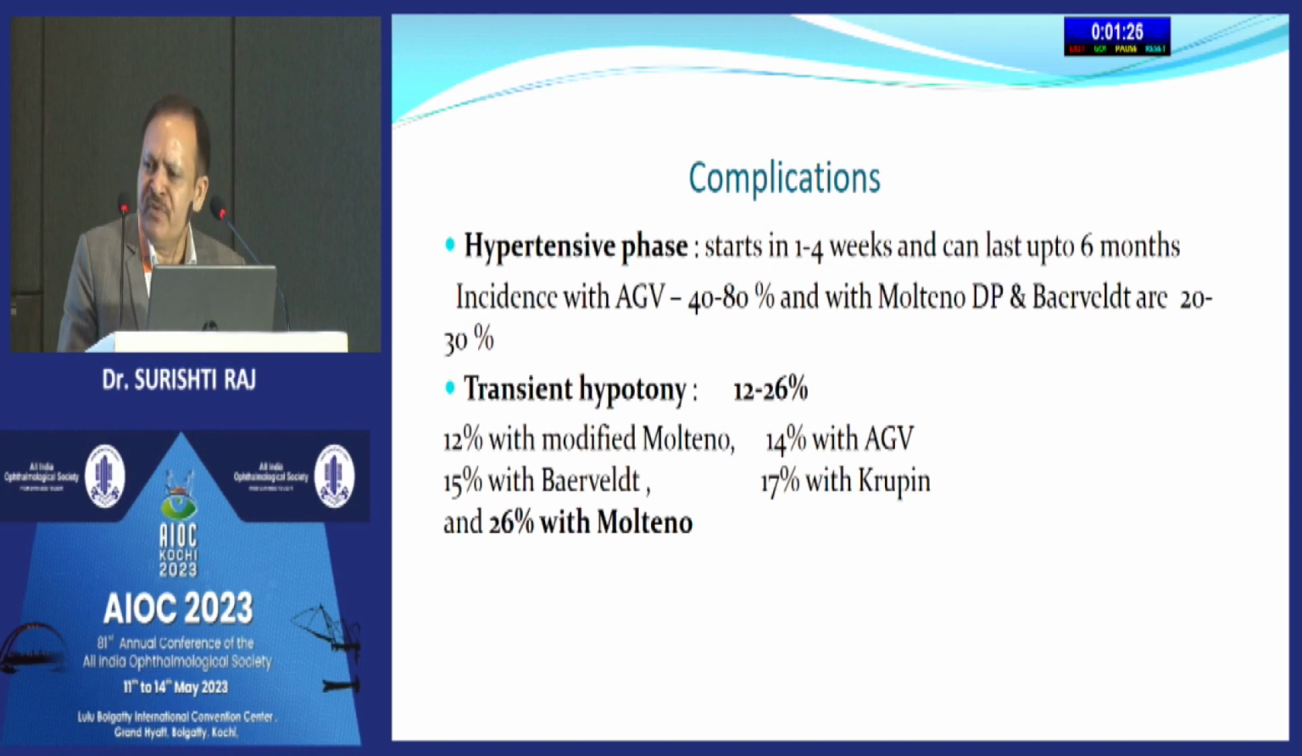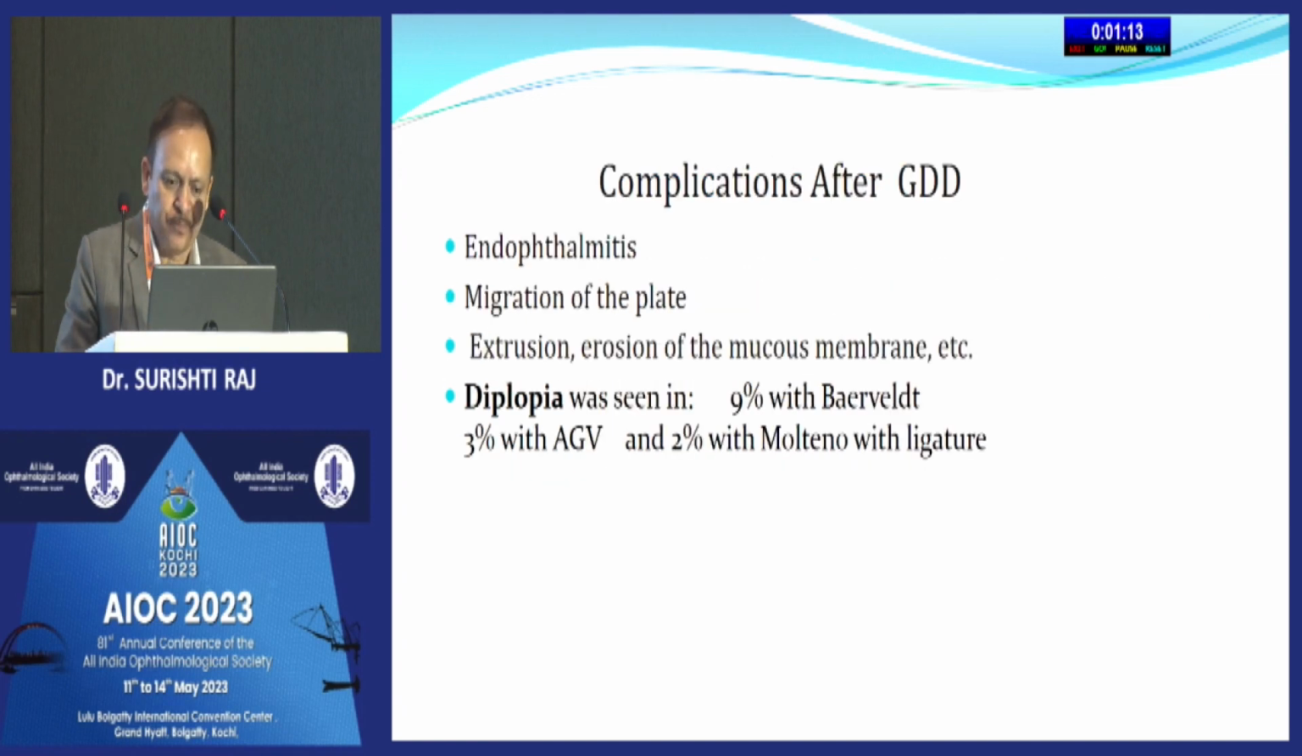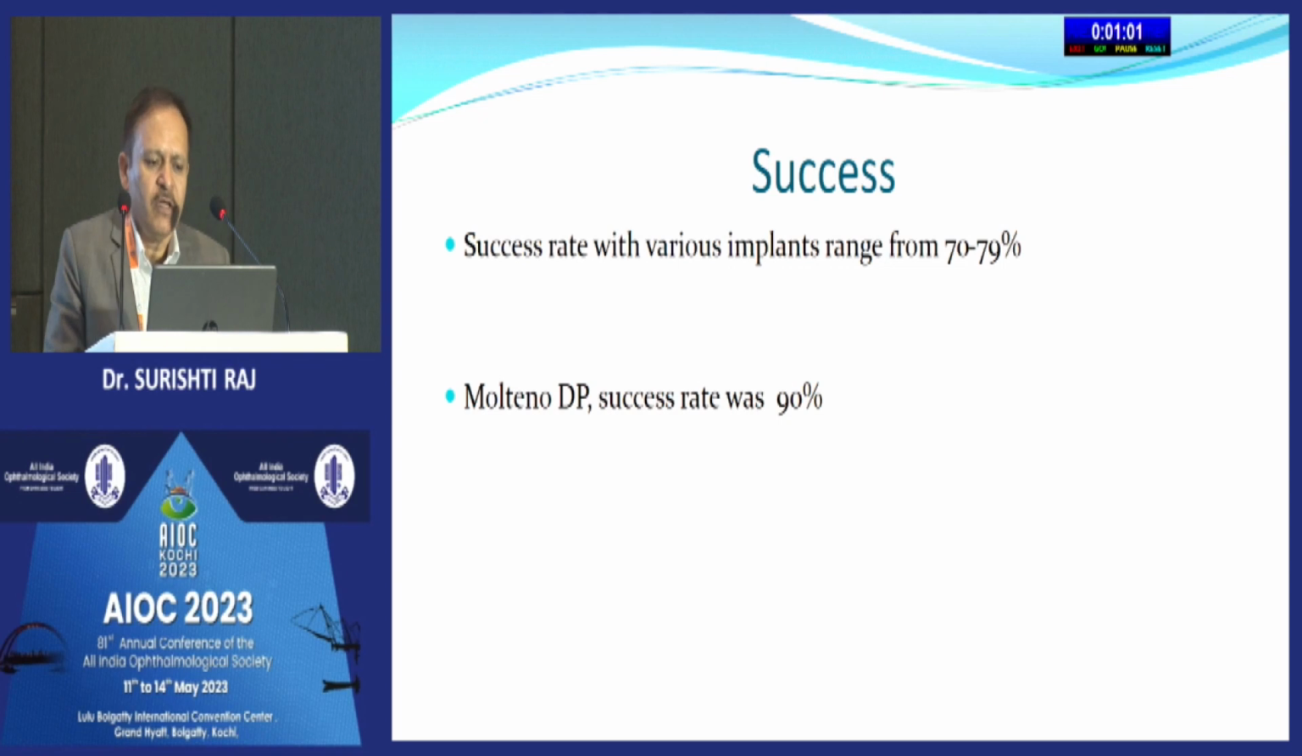The hypertensive phase is seen more with the AGV or valvular implants, and there can be transient hypotony varying from 12 to 26% of the cases, but most of the time it settles down. Other complications can be encountered like migration of the plate or tube erosion. Diplopia is usually seen with Baerveldt, almost 9% of the cases. The success of the implant varies from 17 to 79%, and maximum success is seen with the Molteno DP plate.